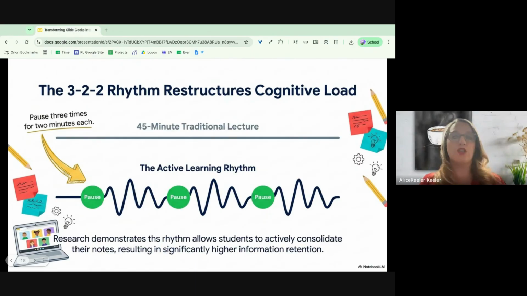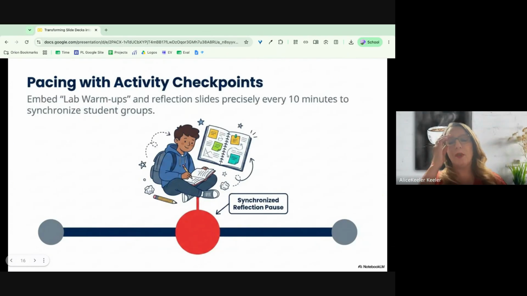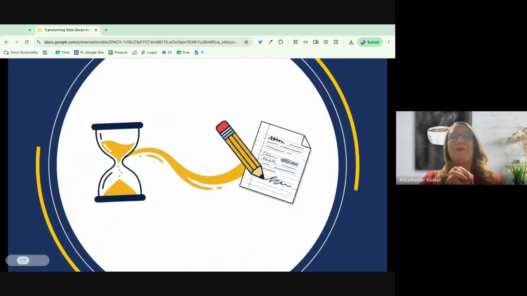So like think, pair, share is a great way to engage students in active learning, that they're going to goal set and do something with that information. Right? So we have these pauses or checkpoints throughout the lesson. Okay, so don't do as I say, do as I do.